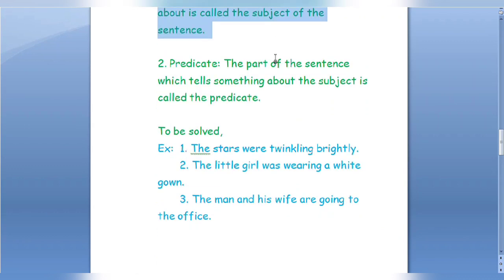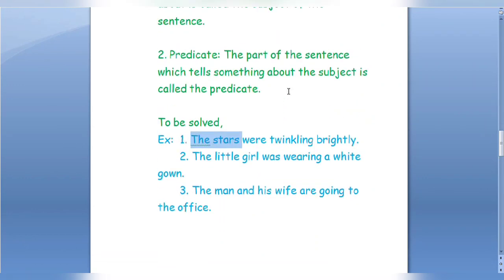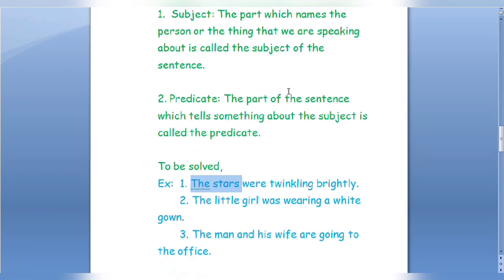Next, the predicate. The part of the sentence which tells something about the subject is called the predicate. What does it do? It tells something about the subject. In the sentence Ram is walking, it tells us that Ram is walking. Is walking becomes the predicate. It is describing what Ram is doing. Now we look at a few examples related to the subject and the predicate.